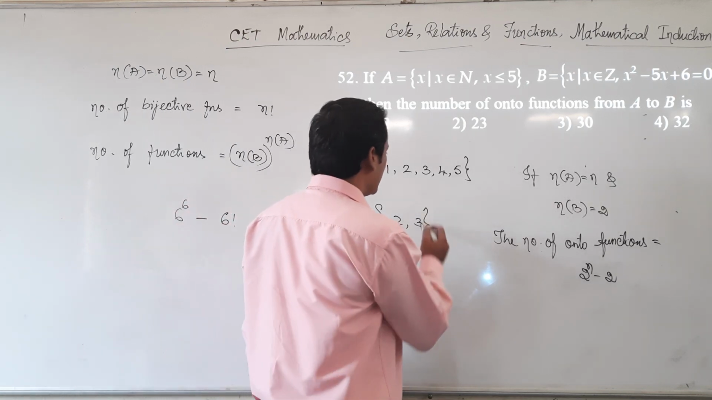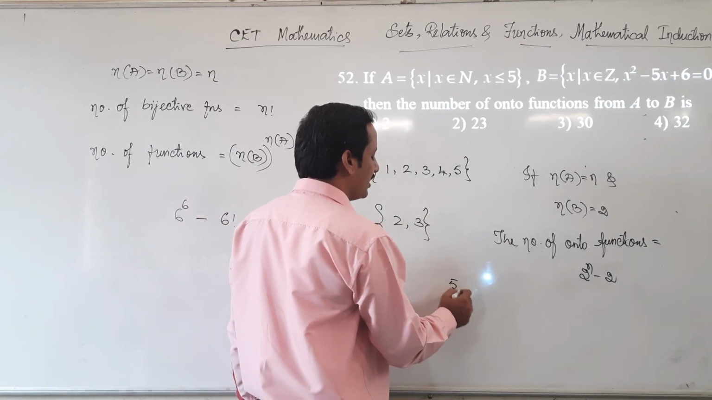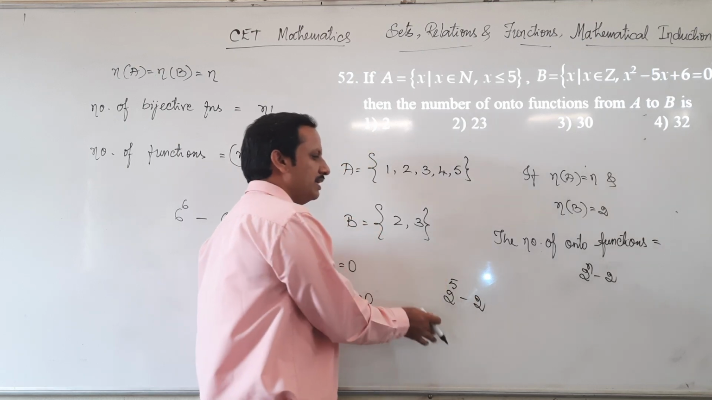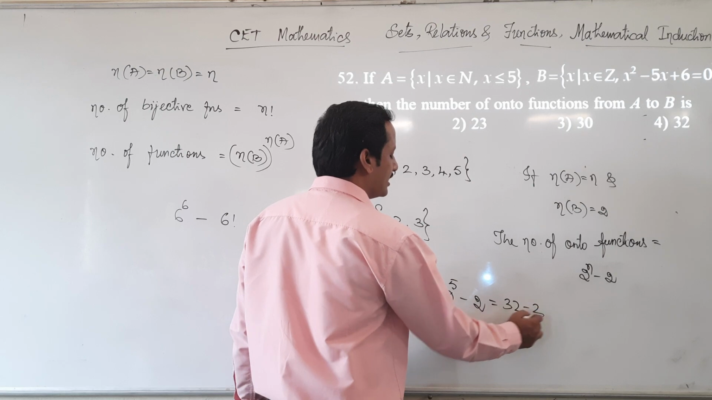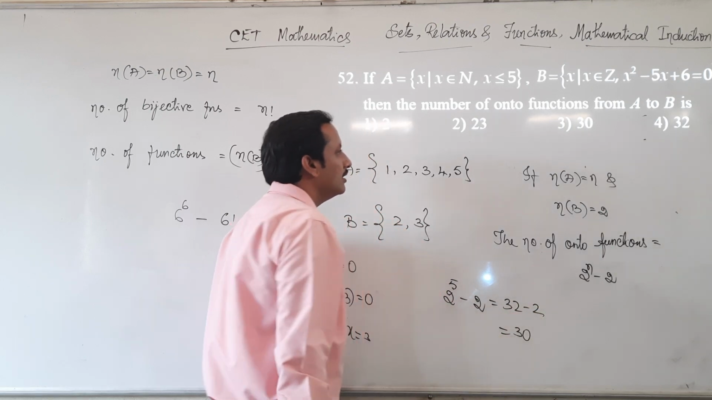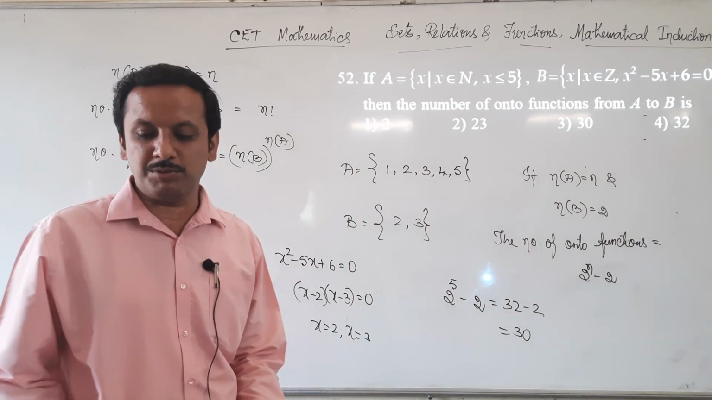So 2 to the power n minus 2, in this case 2 to the power 5, n is 5 here, minus 2, B has 2 elements. 2 to the power 5 is 32, minus 2, answer is 30. This is the third option.